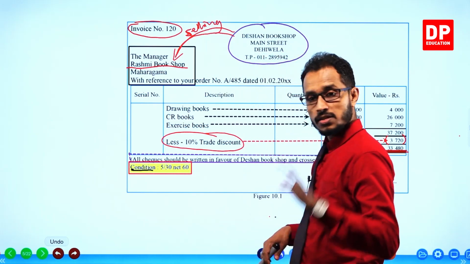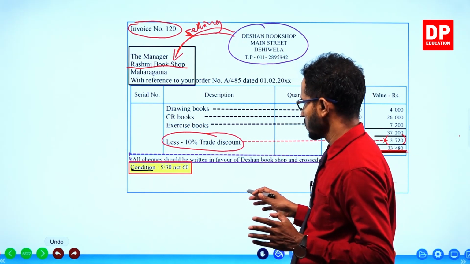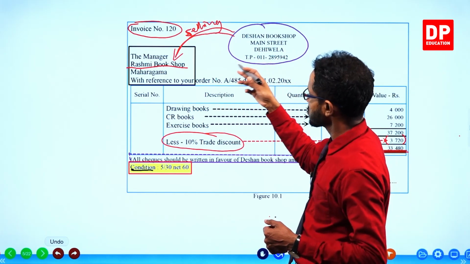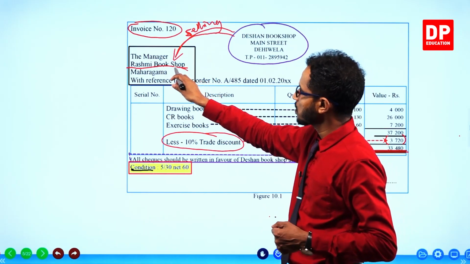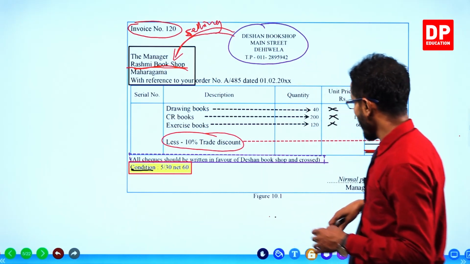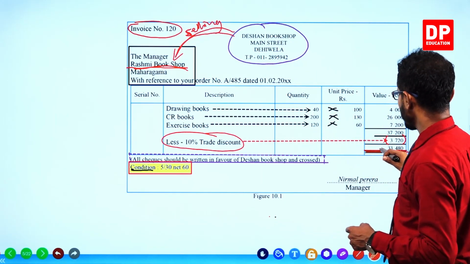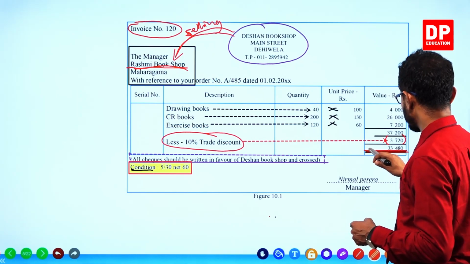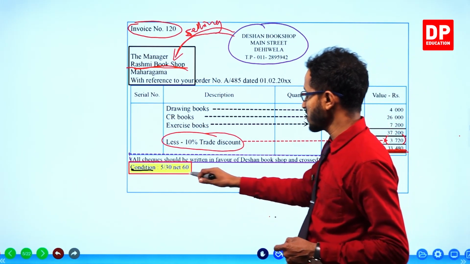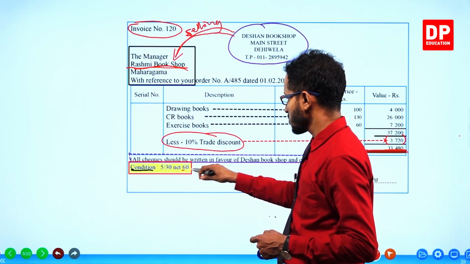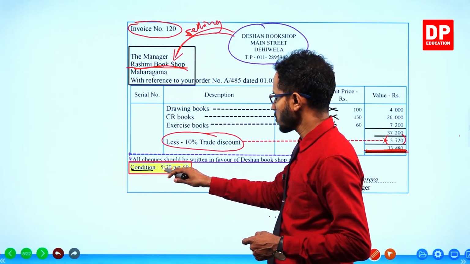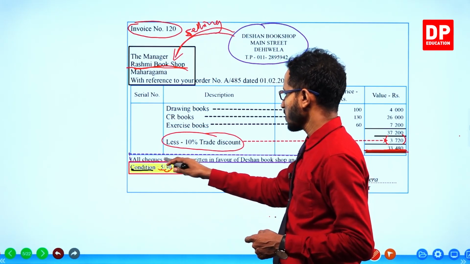Now, generally, the condition is imposed by the seller, Deshan's business, on the buyer, Rashmi's business. Rashmi should pay the entire net value, 33,480, within 60 days. But if she is able to pay earlier, within 30 days, she's going to get this discount, that is 5%.